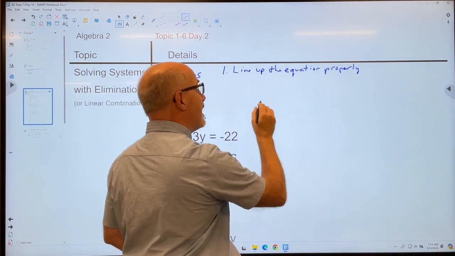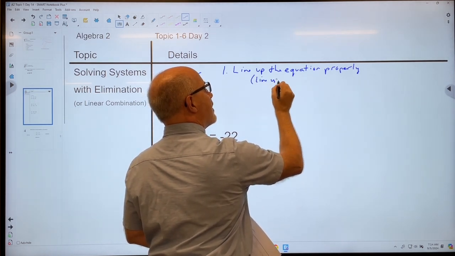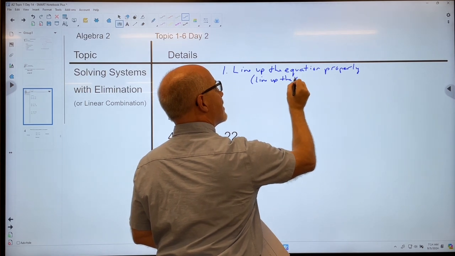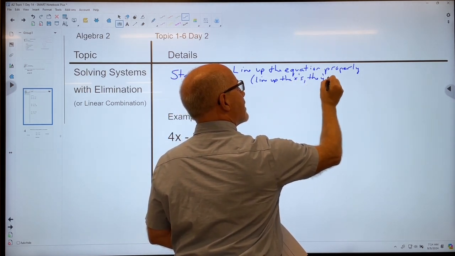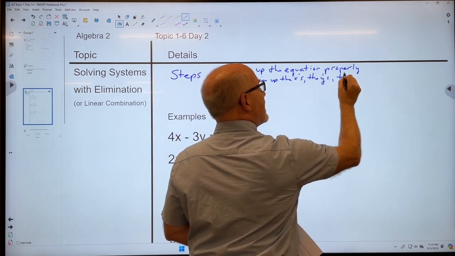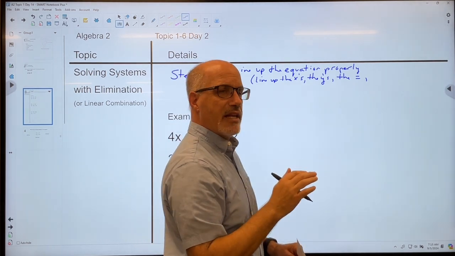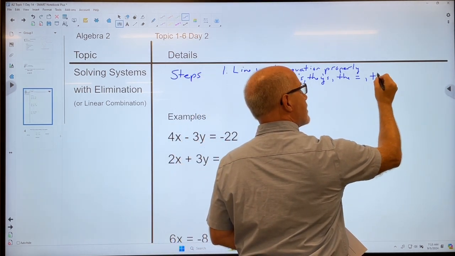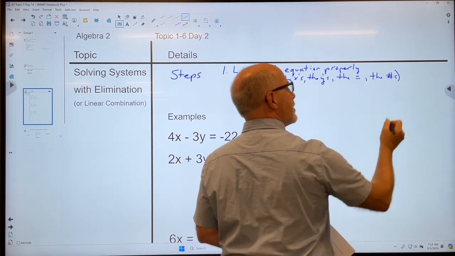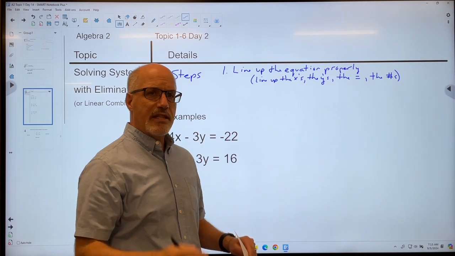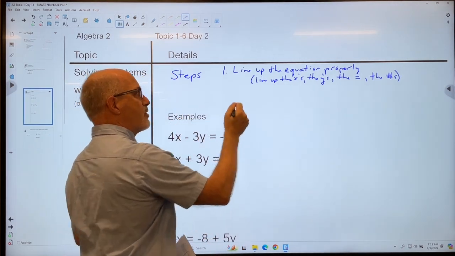Line it up properly. Okay, so you want to, I'll put in parentheses here, line up the x's, the y's, the equal sign. So on both of them you want to have the equal sign lined up, and also the numbers. So that's what it means to line them up properly. Get them in an order where it looks like this: x's, y's, equals, and numbers are lined up.